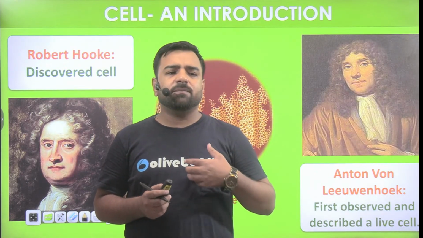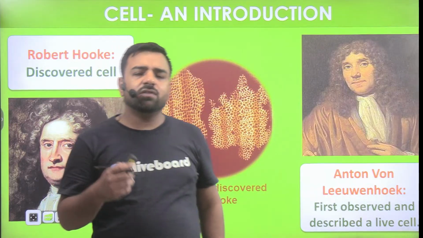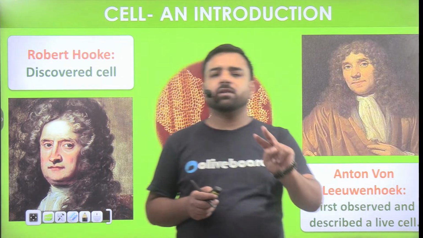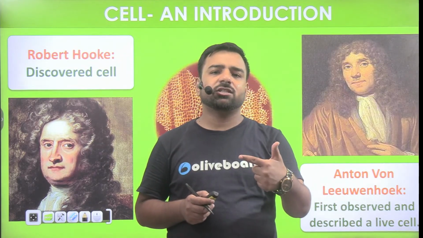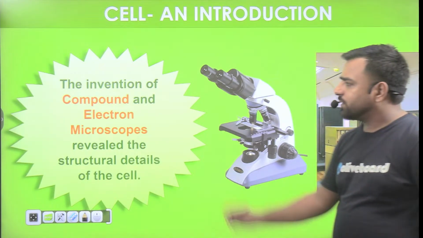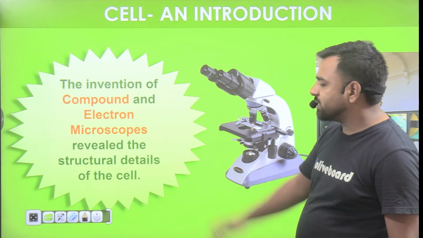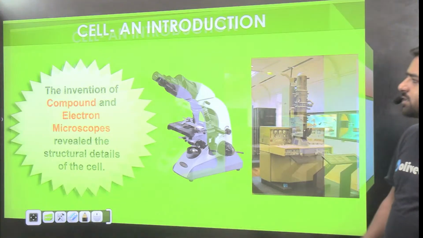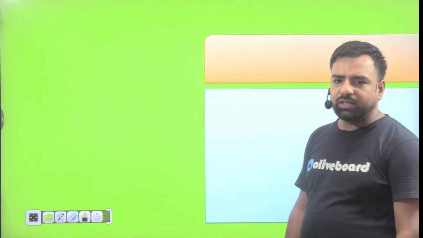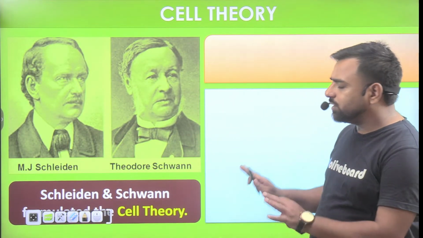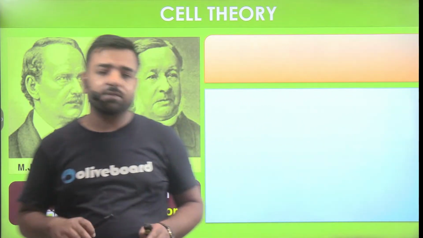Later on, when these cells were studied, there was a theory known as cell theory that was given. Two main people were there. First one is Matthias Schleiden and second one is Theodor Schwann. See, the invention of compound and electron microscopes revealed the structural details of the cell, and because of microscopes of this level we were able to understand the cell. Here we'll find both the images. So we have Theodor Schwann and Matthias Schleiden. He's Schleiden, he's Schwann. Together they gave cell theory.